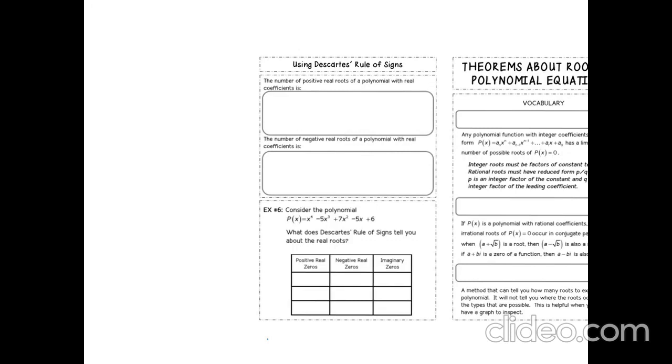Hey, class. To add to our understanding of different theorems about polynomial zeros, I want to talk first about Descartes' rule of signs, okay?